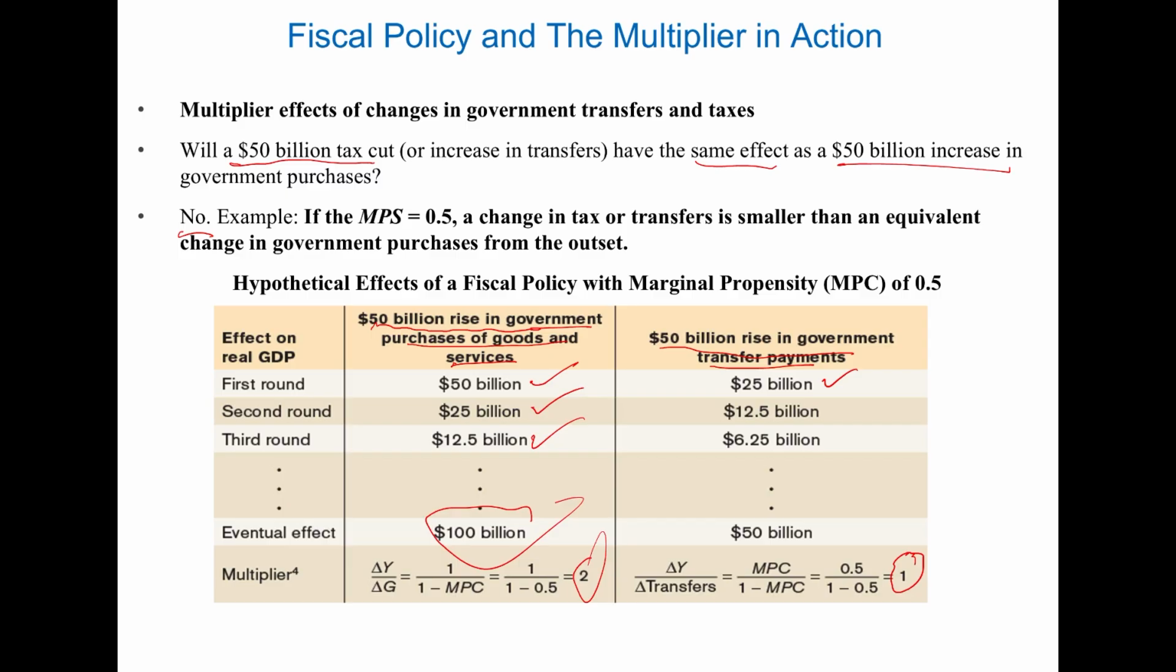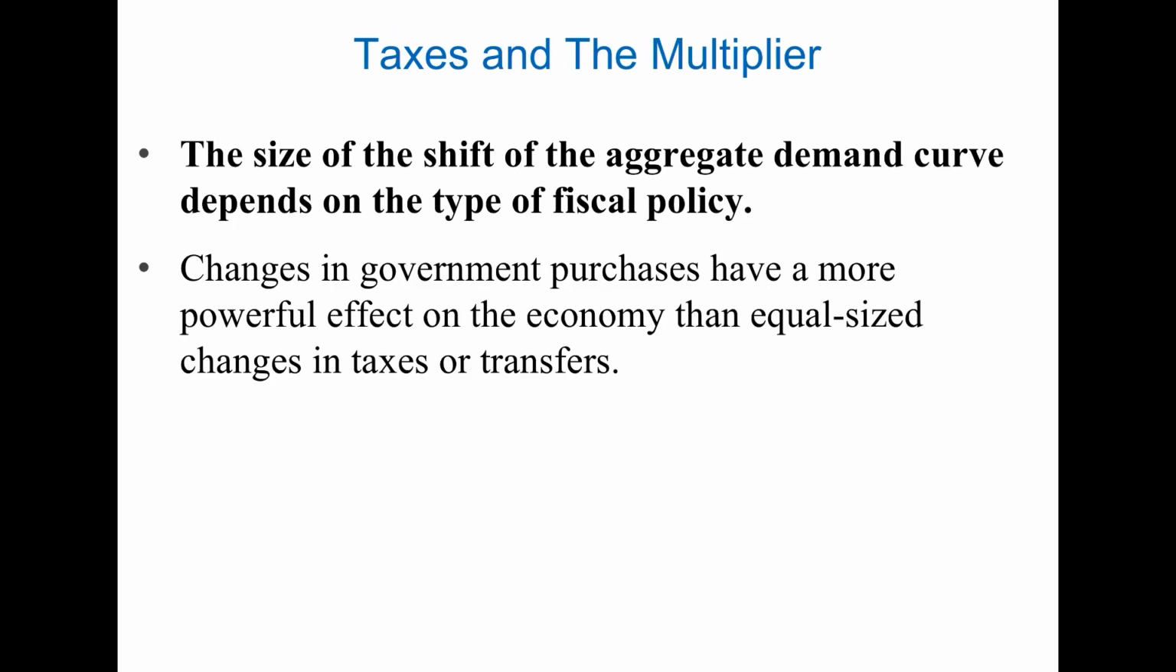And how do we calculate it? The formula is a little bit different. Here we divide MPC by 1 minus MPC. But in the case when they are spending directly by direct purchases, then it is 1 over 1 minus MPC. That's a slight difference, and that's important to know.